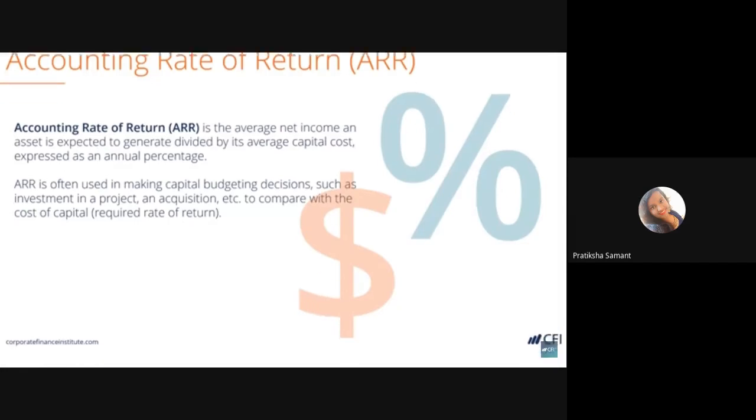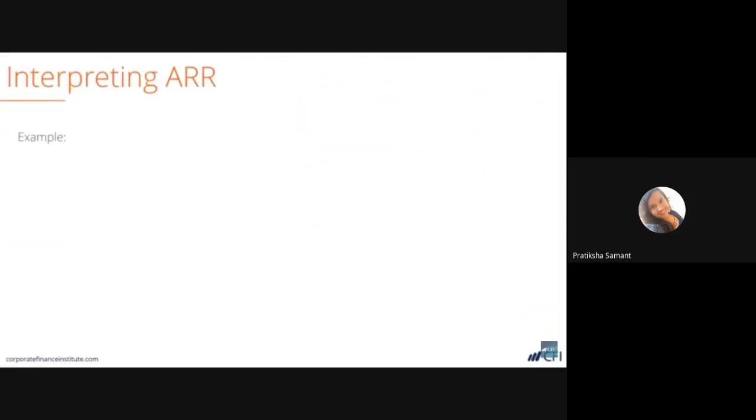Now let's look a little closer at how it actually works. Here's an example. Say a company expects an accounting rate of return of 5% on an investment. It means that they're going to earn 5 cents for every dollar they initially invested, but that 5 cents is earned per year over the life of the asset.